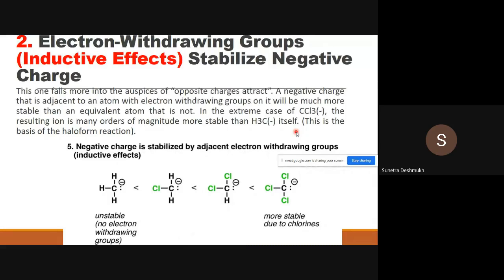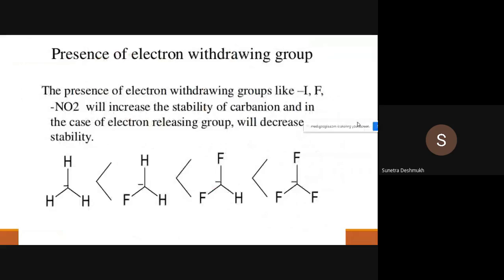So the minus I effect affects the stability of the carbanion. We have seen that the presence of electron withdrawing groups like iodine, fluorine, and nitro group increases the stability of the carbanion. The same case applies to the trichlorocarbanion and here the trifluorocarbanion. The trifluorocarbanion is the most stable compared to the methyl carbanion, then monofluorocarbanion and difluorocarbanion. This one is the most stable in case of electron withdrawing groups.